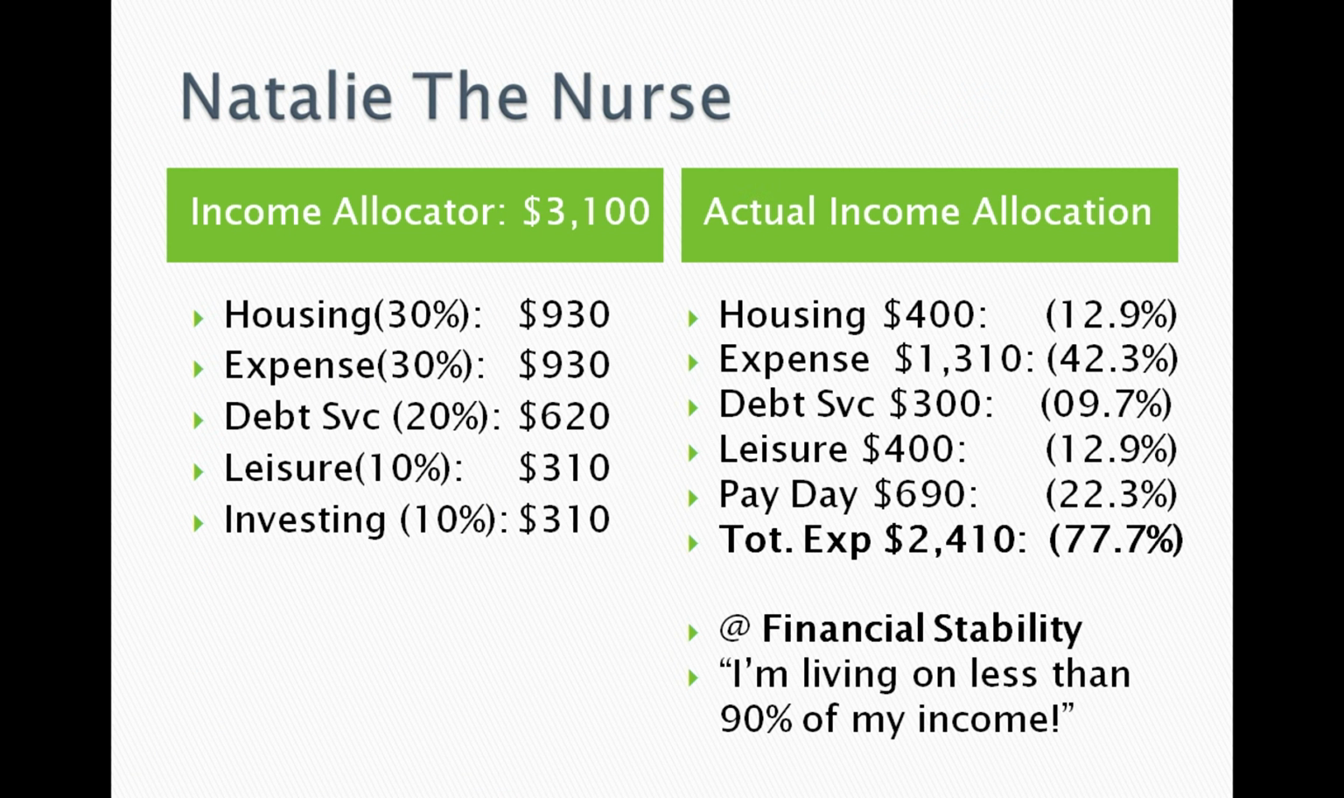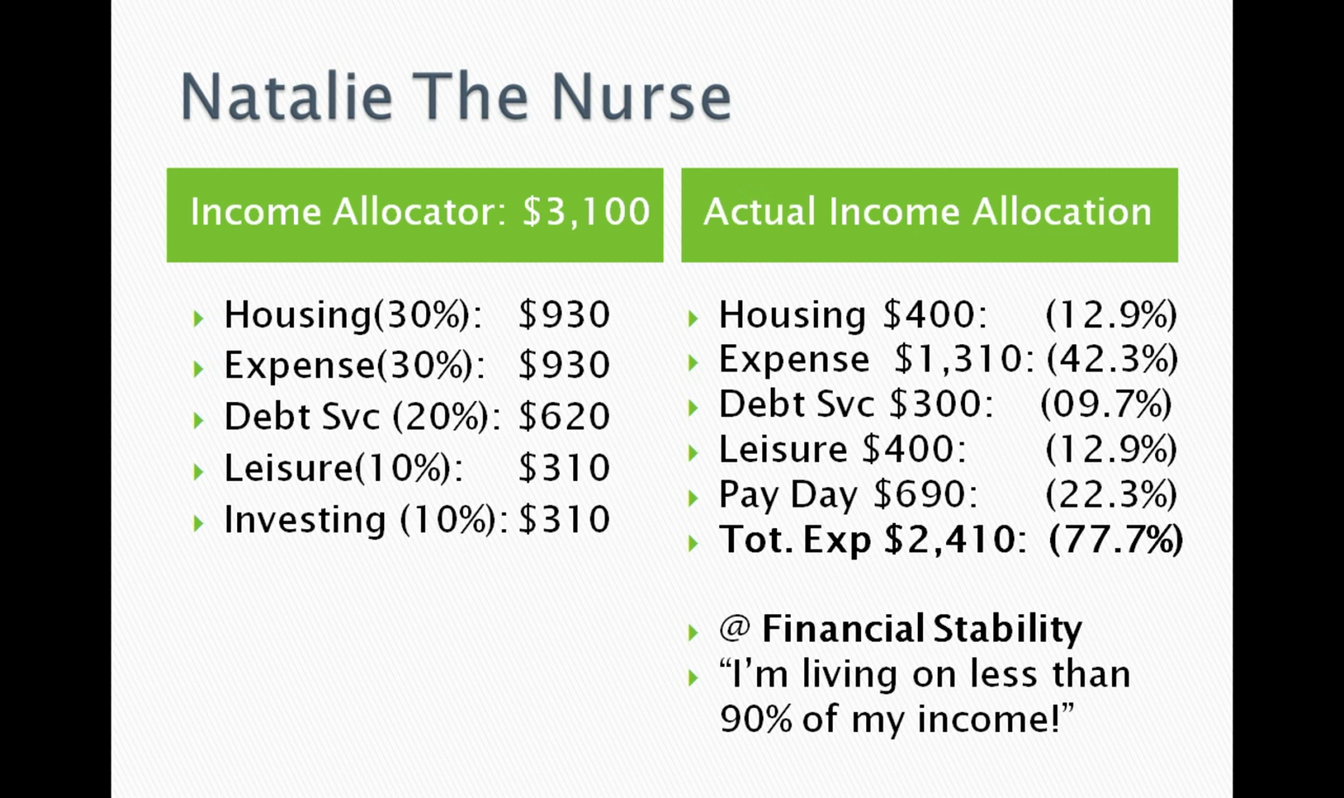So what we're going to do now that we have all of the information is we're actually going to do the income allocator. Remembering that her income is $3,100 per month, we have housing at $930, accounting for 30%. Now, other necessary expenses are going to follow suit at $930. Debt service is going to be $620, and leisurely should be $310, leaving investing for $310 as well.